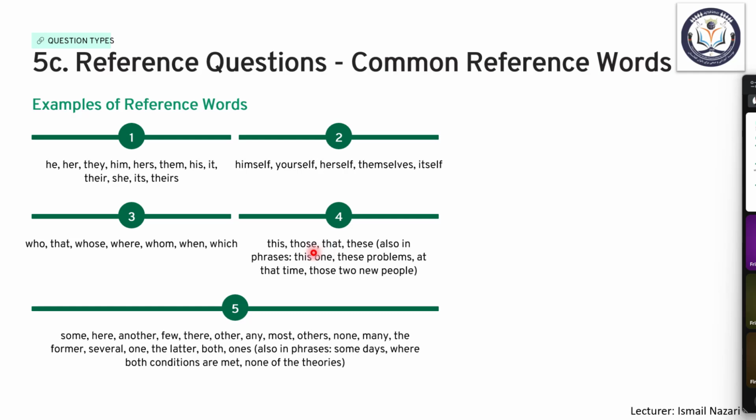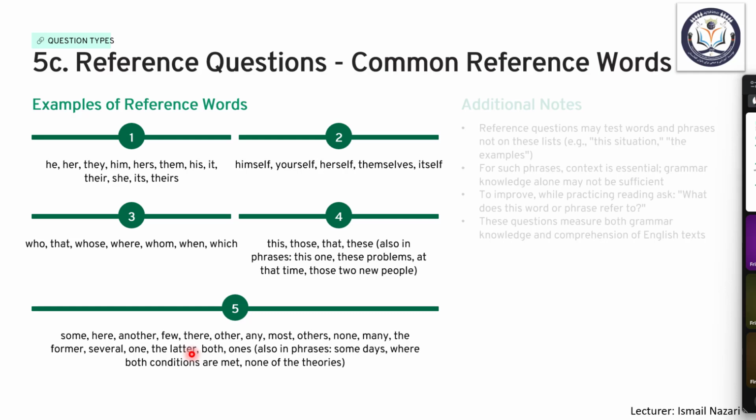Okay, we need to be careful of them. Or they can be other phrases, usually quantifiers like some, like many, okay? Or if you have adverbs like here, there, and so on. Another, few, there, other, any, most, others. These are other referential words that are common to have on the test. We need to check their reference.